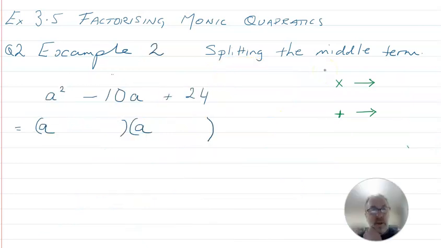Okay, so here's the second example, and without going back over what I did before, we know that we're going to have an A and an A in both brackets, and what we need to do is look at this last number. So we're going to have two numbers in the second position of the bracket, and when they multiply together, you're going to get 24. And when they add together, you're going to get negative 10.